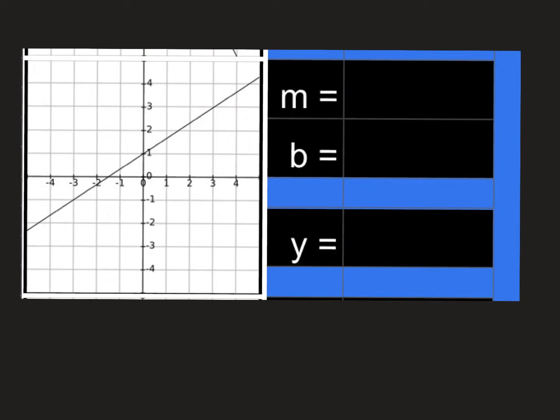Hey mathematicians, in this video I'm going to show you a couple of examples from this assignment where you have to find the slope and the y-intercept. So first of all, let's make sure we remember what the letter M stands for.